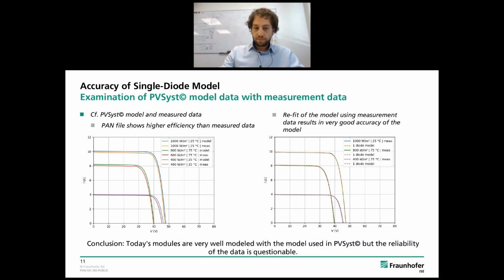But what is questionable from our side is the reliability of the data, though the results of the study are not affected by this. So we continued with PVSYST, but it's just a general remark from our side. We also heard that from different customers, because we have this accredited test lab at Fraunhofer ISE, that in some cases the data you get from data sheets and manufacturers seems questionable.